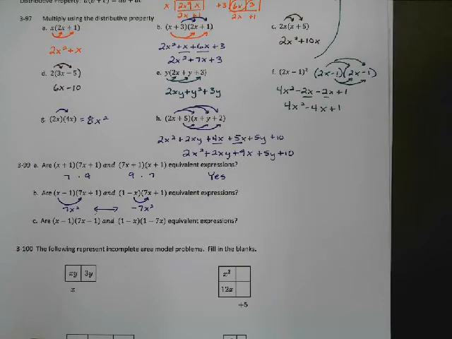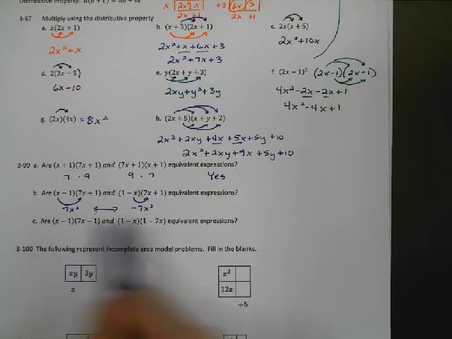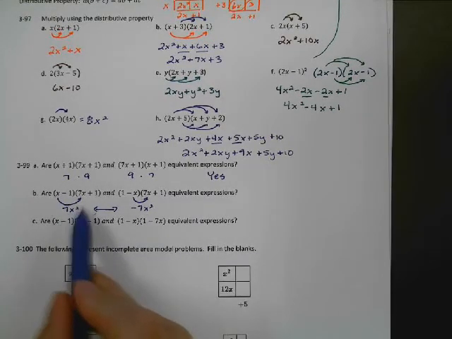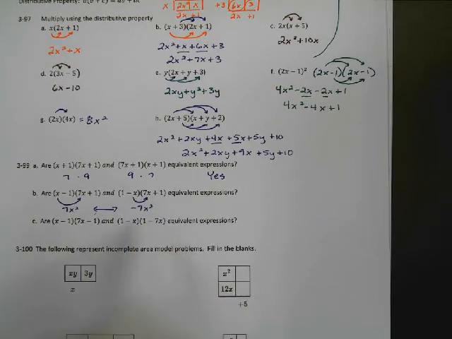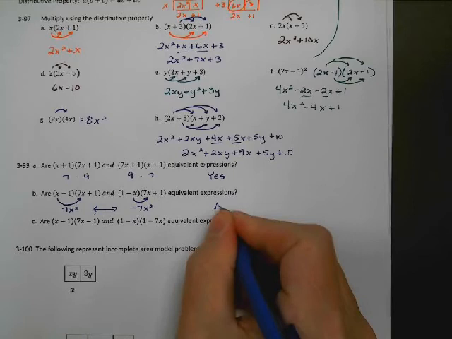So these two expressions, I don't even need to do the rest of it. I can tell right now they're not going to be the same, because this one would give me 7x squared, whereas this one would give me negative 7x squared. So this is not the same.